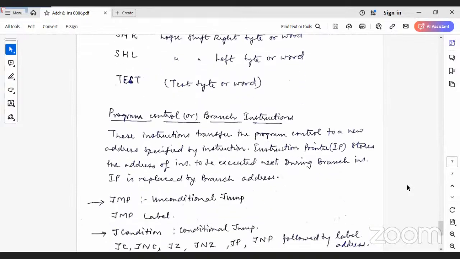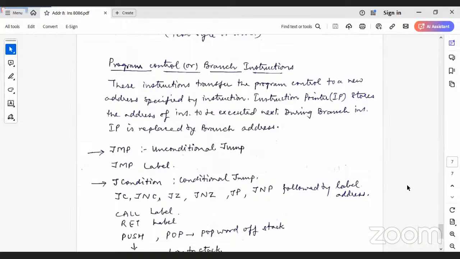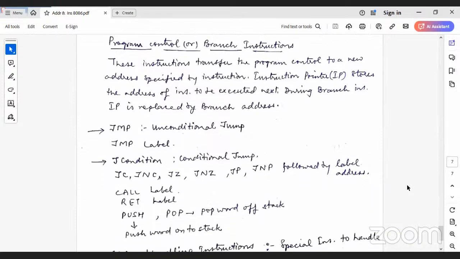Now the next one is program control or branch instructions. Branch instructions, whatever you have in 8085, they are all the same here also. Conditional jump and unconditional jump. These are the same here also.